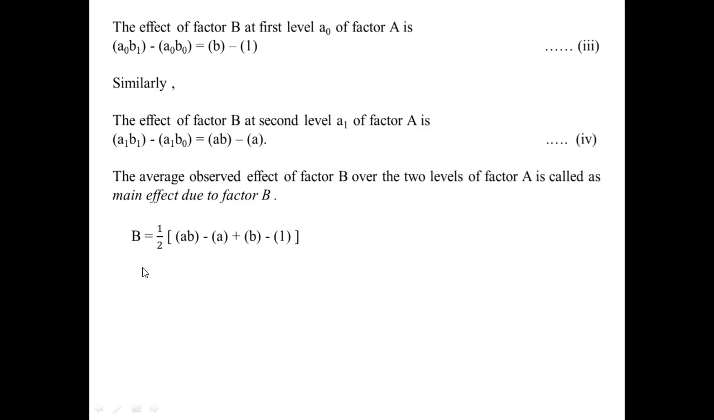of factor A. So this can be written as B equals 1/2 in bracket (A + 1) into (B - 1). If we simplify these two brackets, we get this equation. So this is nothing but the main effect for factor B: 1/2 (A + 1)(B - 1).